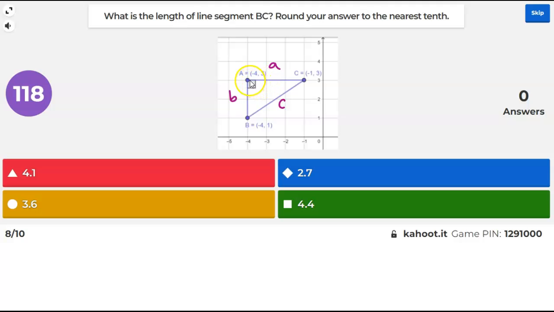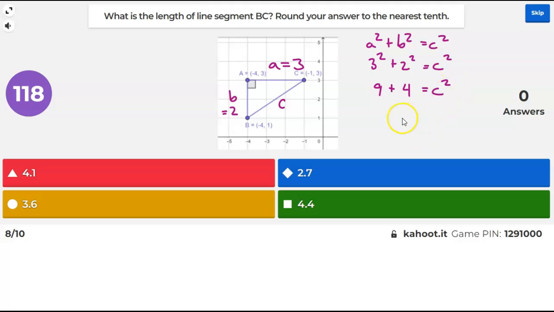And we can count the length of the sides here. 1, 2, 3 for A, and 1, 2 for B. So if we have A squared plus B squared equals C squared, we'll put 3 in for A, we'll put 2 in for B, and we'll get C squared. 3 squared is 9, 2 squared is 4, equals C squared. 9 plus 4 is 13, which equals C squared. We take the square root of both sides to get rid of that square.